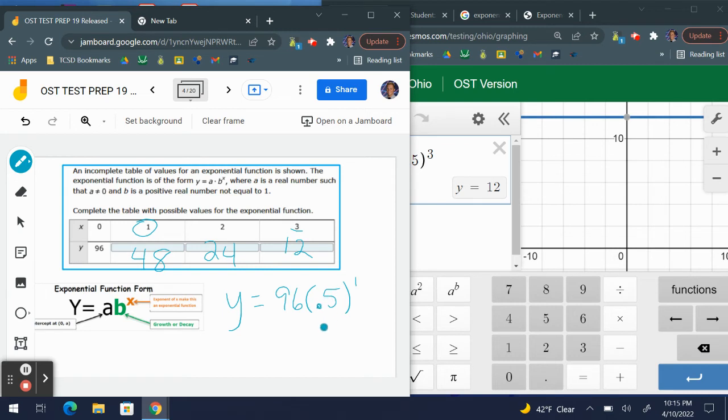We could change this to a 2 and double all these values. Our numbers are just going to get larger, okay? So if you wanted to change this out, this is a complete answer. So I would just type in this table here with my 48, 24, and 12 and call it a day.